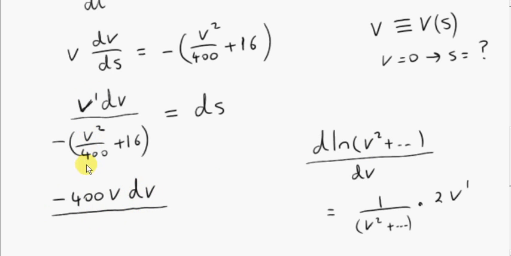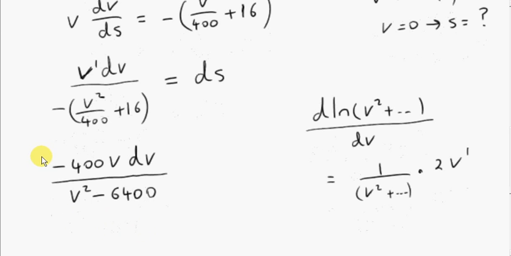And if we multiply below by minus 400, we get a plus v squared, and we have minus 400 by plus 16, that's minus 6400. Okay, so we want to integrate this thing, and on the right hand side we want to integrate ds.